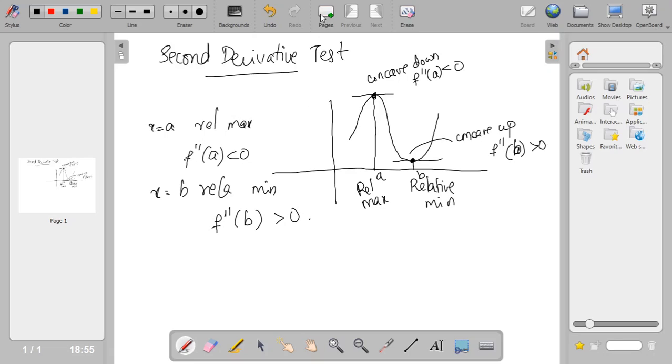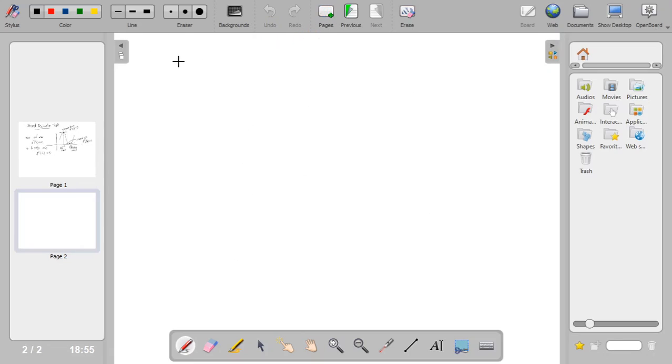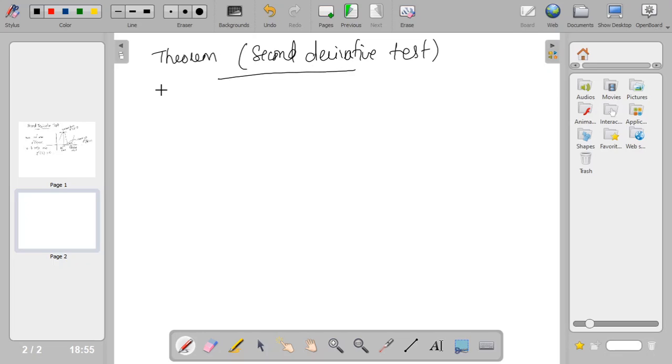So let us write the definition of the second derivative test, as a theorem. Second derivative test. We will see how to prove this second derivative test. The proof actually uses the first derivative test in it. For first derivative test നമ്മൾ relative maximum, relative minimum എപ്പോഴാണ് വരുന്നത് നമ്മൾ കണ്ടു. So using that we will prove the second derivative test.